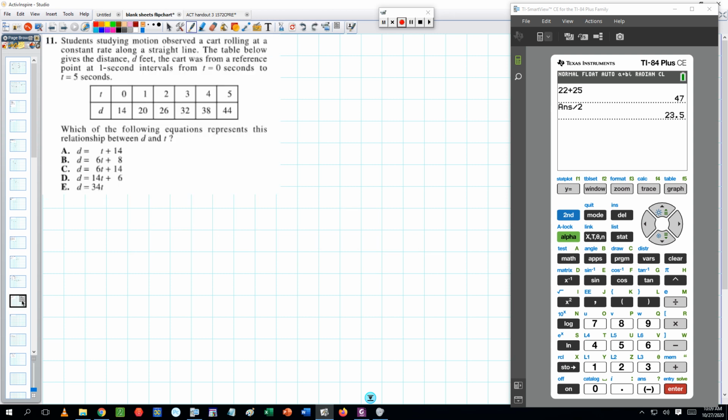Students studying motion observed a cart rolling at a constant rate along a straight line. The table below gives the distance D, in feet, of the cart from a reference point at 1 second intervals. Okay, so at 0 seconds, this is how far the cart is, at 1 second, at 2 seconds. Do you notice how these numbers are all going up by 6? That's important. But what I would do on this problem is just plug in.